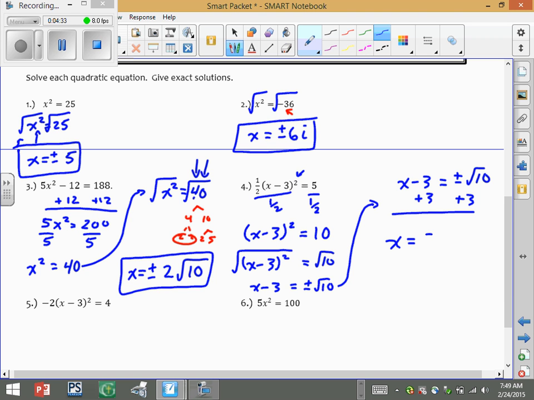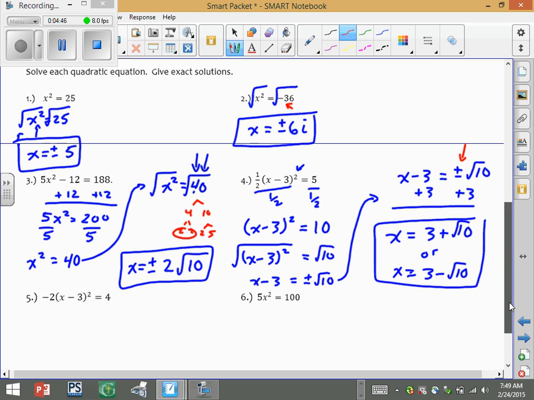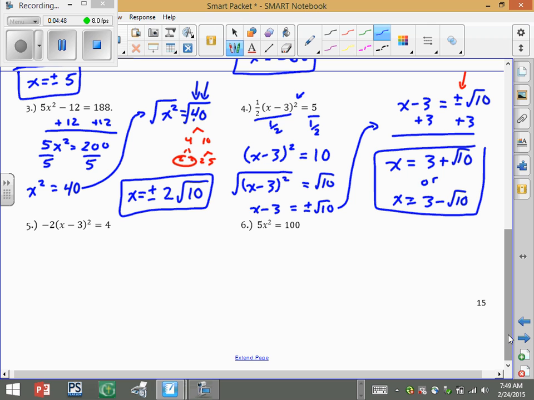So we end up with x equals 3 plus root 10, or you have x equals 3 minus square root of 10. You have the plus or the minus. That's what that symbol right there means. It means there's two possible solutions. Let's try another one.